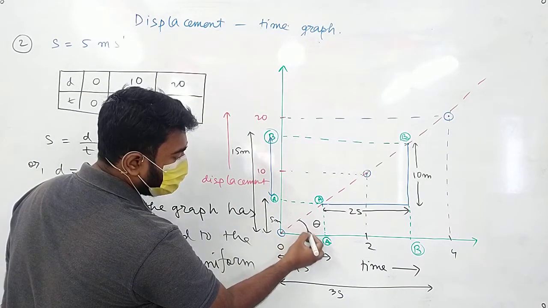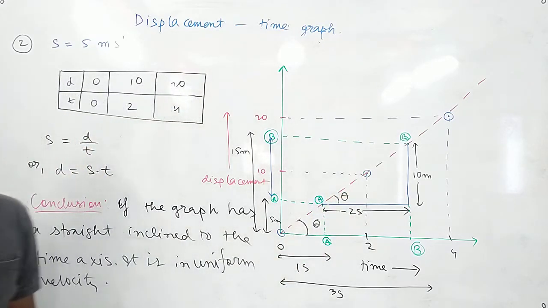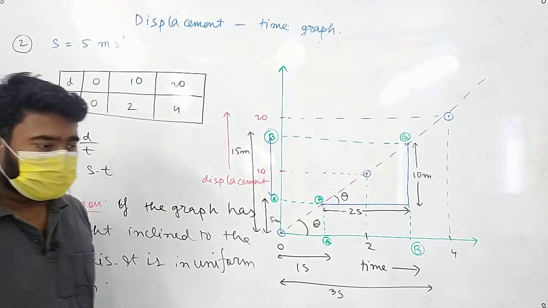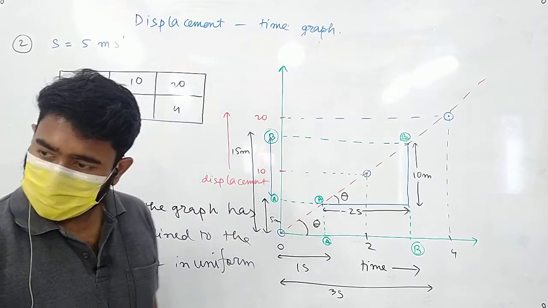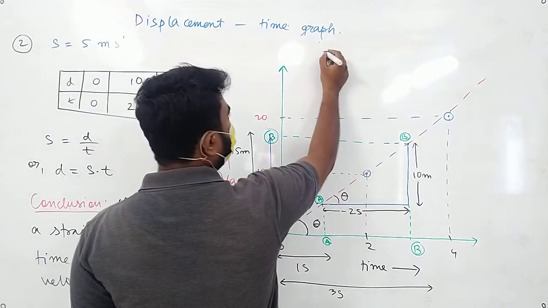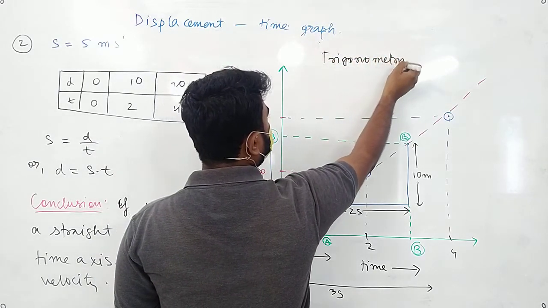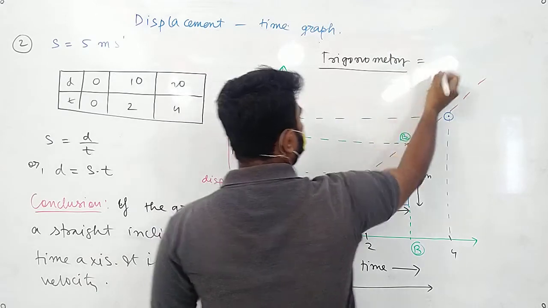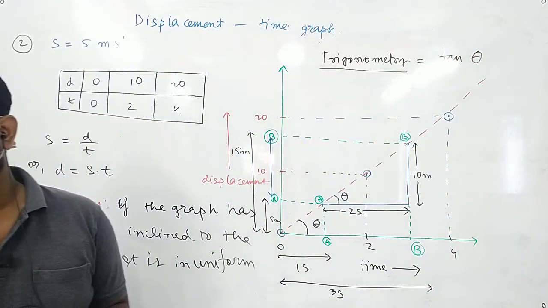Okay, if this is the angle theta, is this angle the same angle theta? Corresponding angle? Now, have we done tan theta? No. Okay. You will do trigonometry. In that case, you will learn one thing known as tangent or tan of theta.